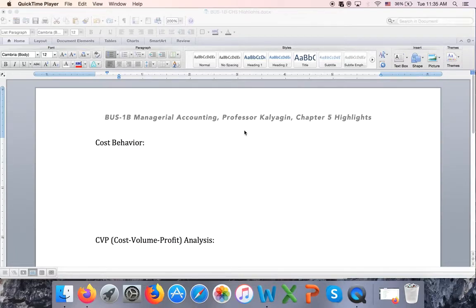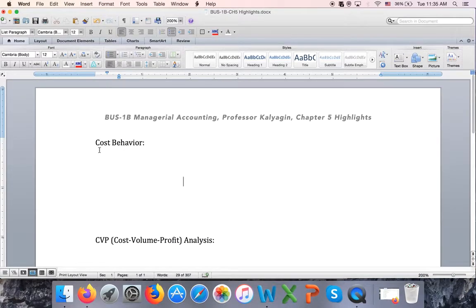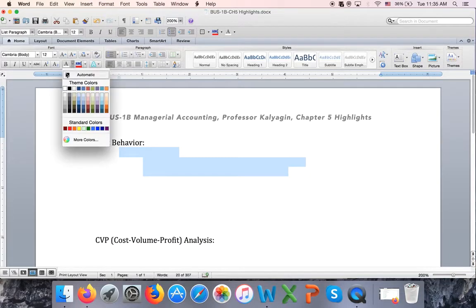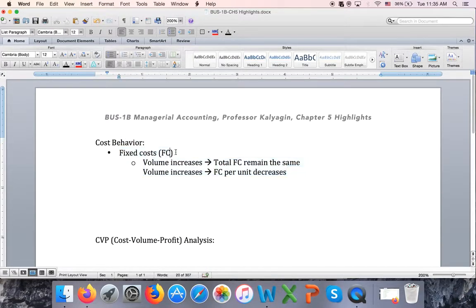Okay, so chapter 5 consists of two components. The first part talks about cost behavior, and some of this topic should be familiar to us from chapter 1. So when we're talking about cost behavior, we are talking about three types of costs. We're talking about fixed costs, variable costs, and mixed costs. So first group is fixed costs.